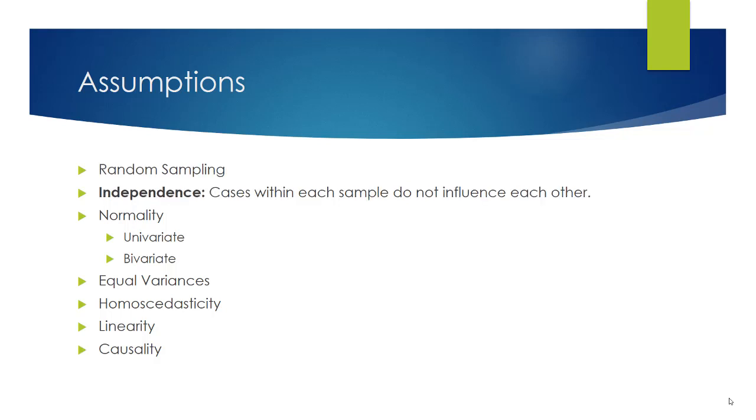Additionally, we often need independence. And by this, what we're talking about is that the cases within each sample need to not influence each other. So, for instance, we might want to collect our data individually or independently, so that I don't have a group of individuals doing the test all together and having, within that group, the individuals possibly influence each other's scores.